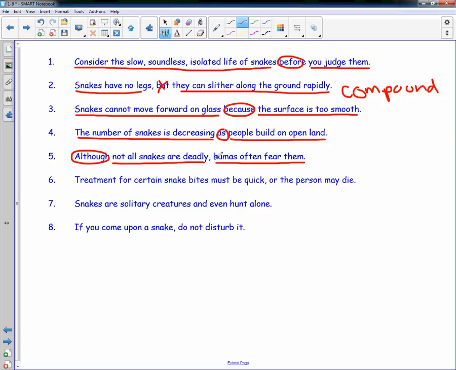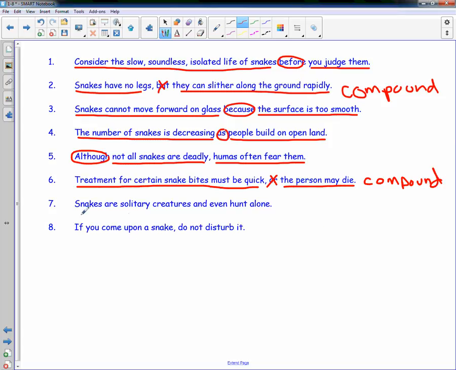That is complex. Treatment for certain snake bites must be quick or the person may die. Again, I have two sentences, but here again I have or, which is a coordinating conjunction, not a subordinating conjunction. And so this is compound. If you have and, or, but, most likely you have a compound sentence in this lesson.